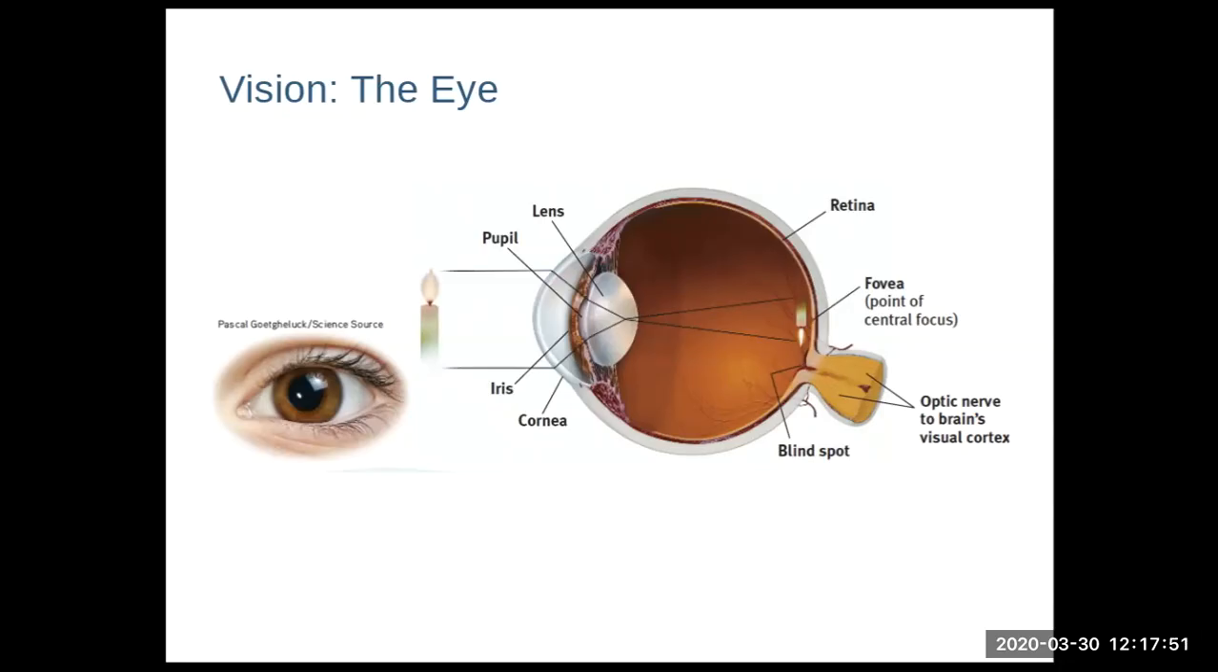There are certain cells called cones, which are concentrated mostly in the fovea. 95 to 99% of those cones are in the fovea, and those are the cells that allow us to see things really clearly. The other part of the retina that you may notice right below the fovea is an area called the blind spot. And why would there be a blind spot in the back of the eye?